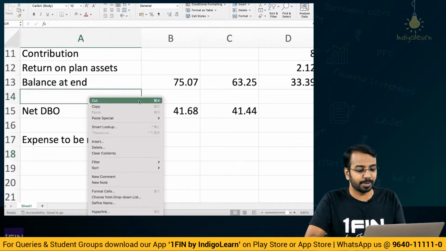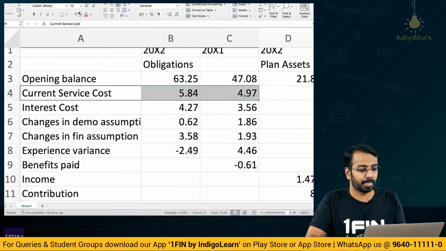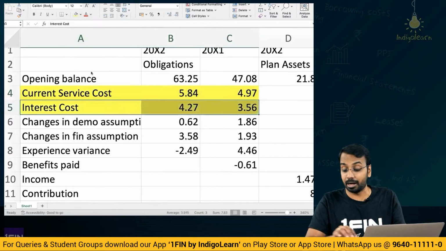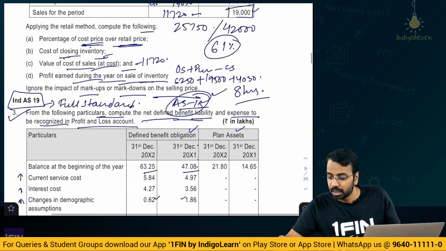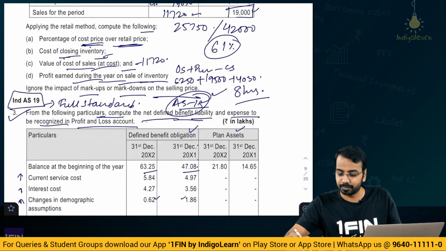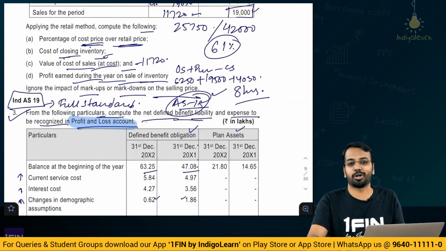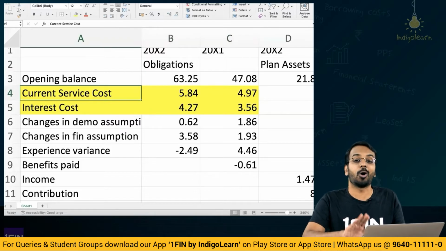Then now expense to be recognized, if you see, would be what? Your current service cost. It is an expense. You will recognize this. Interest cost is an expense which will be recognized. Now the question, if you see, says to be recognized in P&L. Very important, to be recognized in P&L. So those numbers which will go to OCI, that you should not be computing. So what all will go to P&L? Current service cost, interest cost. Where will the changes in, you know, demographic assumption or financial assumption or experience variance go? All of that will go to OCI, right? Benefit paid is not an expense.